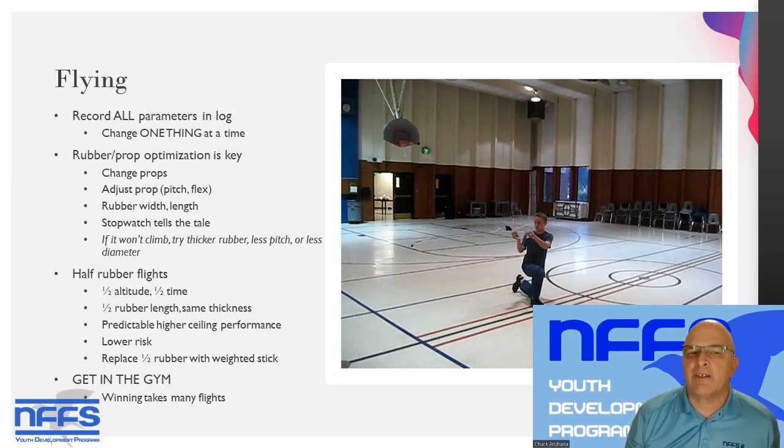The rubber length is half of what you would have for the full rubber, but it's the same width or linear density. This gives predictable higher ceiling performance. If you're climbing 10 feet with half rubber, you'll climb very close to 20 feet with full rubber. This is a lower risk, especially if you have girders instead of a smooth ceiling. It allows you to test a lot of combinations without risking your plane. It also shortens the flight, so you can get a lot more flights in a test session. The bottom line is get in the gym. It takes a lot of flights to win.